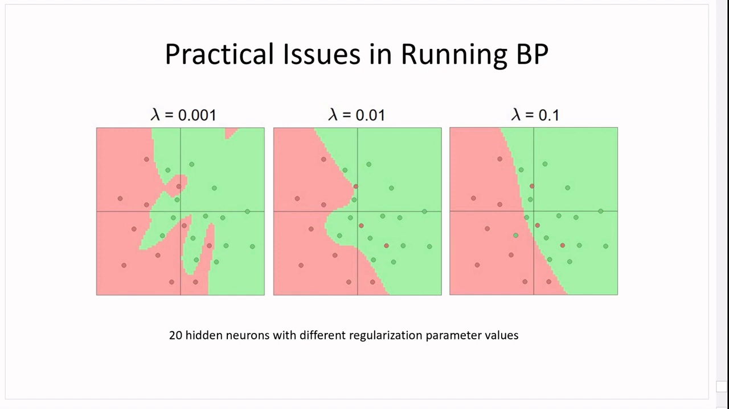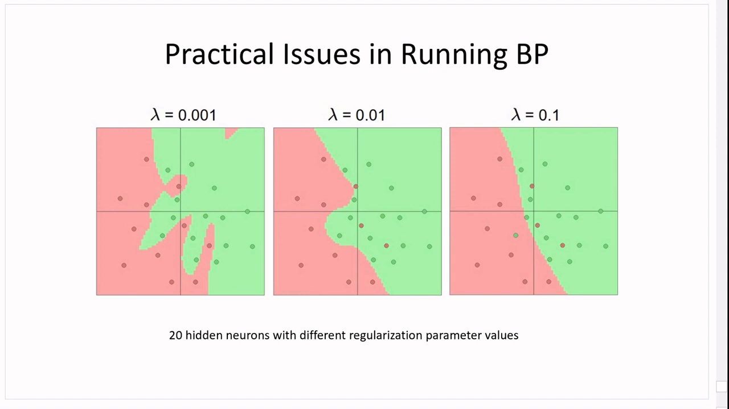Come to the center panel. In this case, the regularization term has a parameter value of lambda equal to 0.01. That means it's a reasonable value. Because of that, the boundary that we are getting now is much, much smoother, and the performance of this boundary is not that different from the boundary we got in the left-hand panel.